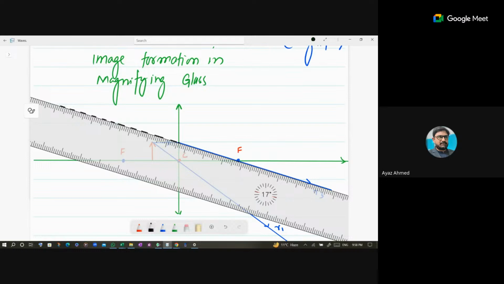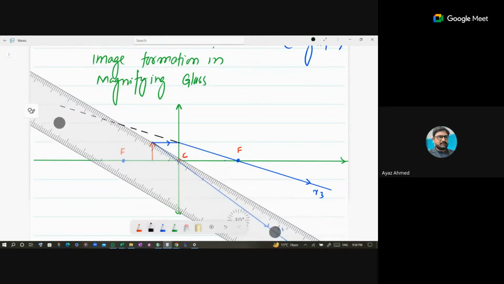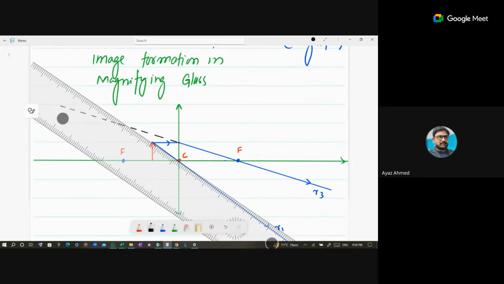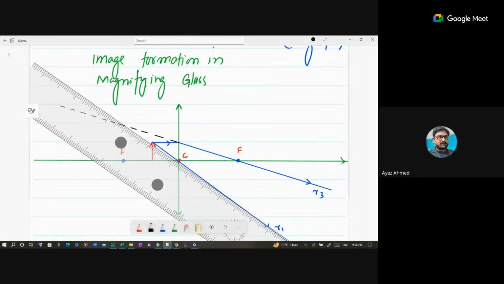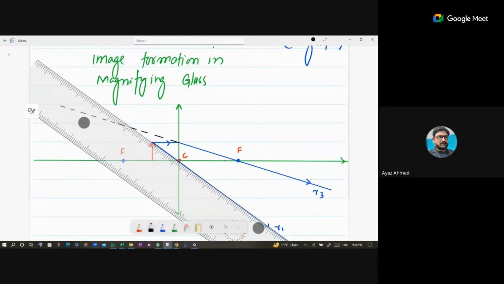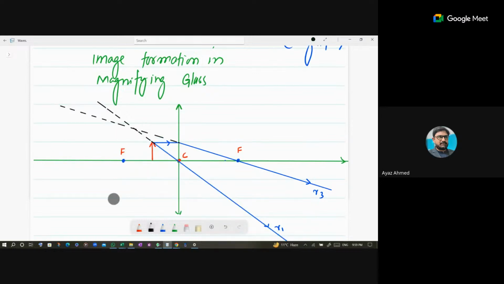Are you getting it? And then I will do the same procedure for this line, this blue one, this way. Are you getting this thing? I will just draw this line beyond the lens in this way, and I will check where the lines are intersecting each other.